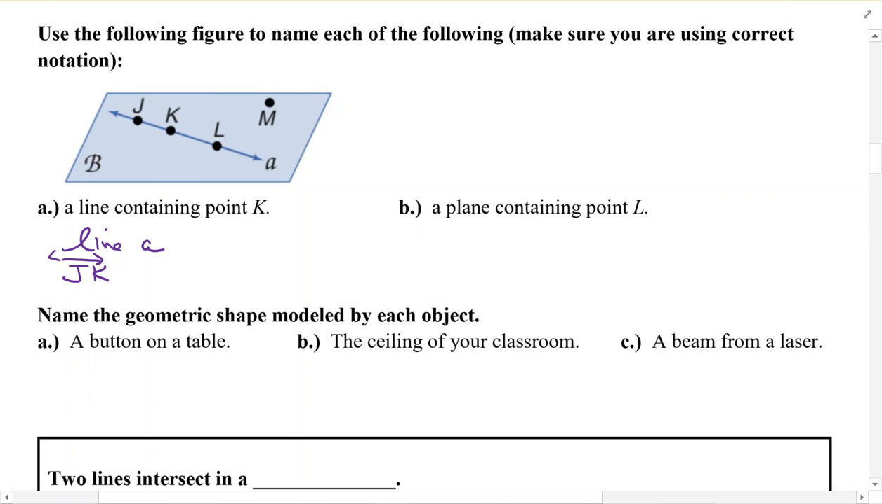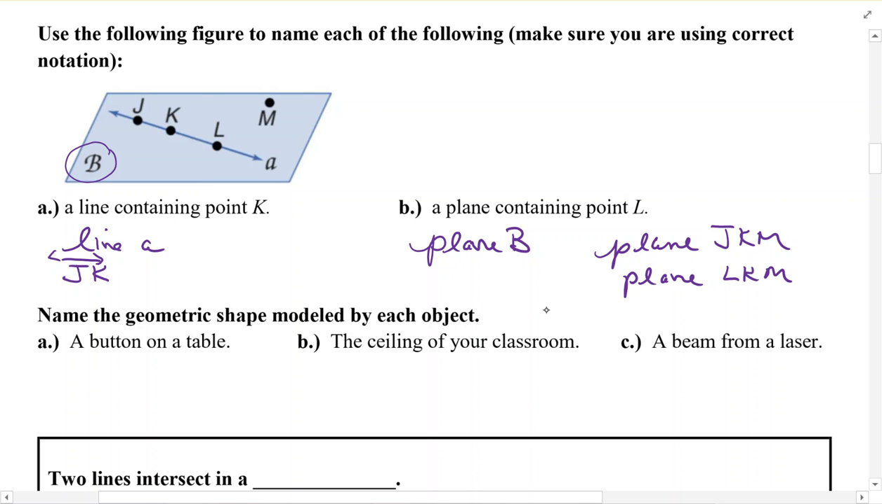Question B says a plane containing point I. I could call it plane B because of this right here. Or I could use 3 non-collinear points, so I could call it plane JKM, or I could call it plane LKM. But can I call it plane JKL? No, because they are collinear, so I cannot call it that.